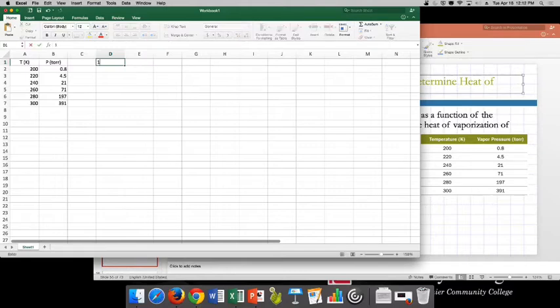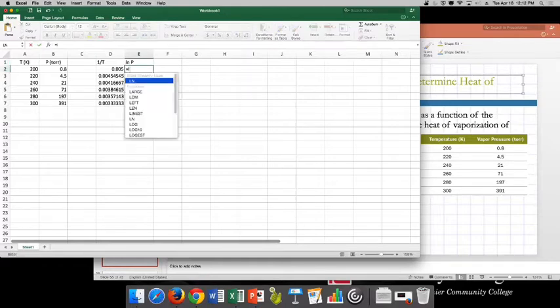So 1 over T is going to be equal to 1 divided by cell A2. So that's 1 over the temperature. And then we'll just fill that in for those other boxes, and then we've got all of our temperatures. Isn't that easier than doing it on a calculator? And here we have the natural log of P, and so that equals ln of B2.